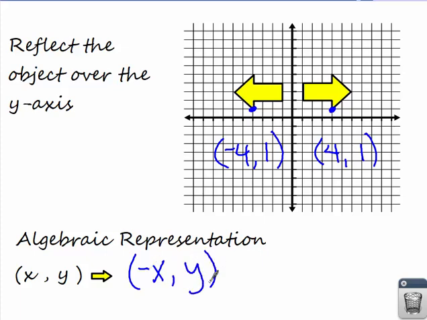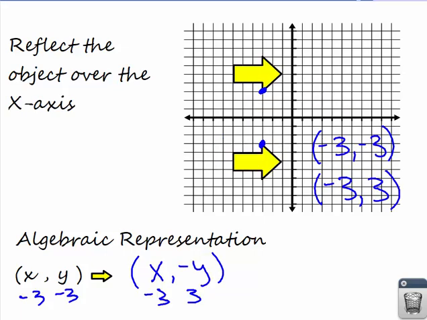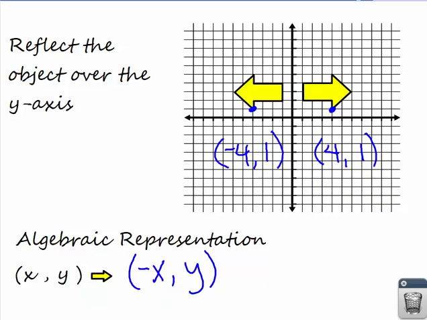Whenever I'm reflecting it over the x-axis, it's moving up and down the y, so my y value is going to change. When I reflect it over the y-axis, it's moving along the x-axis, so my x value, my x coordinate, is going to change. But what I need you to understand is that my x and my y do not trade places. We'll talk about more of that in the next video.